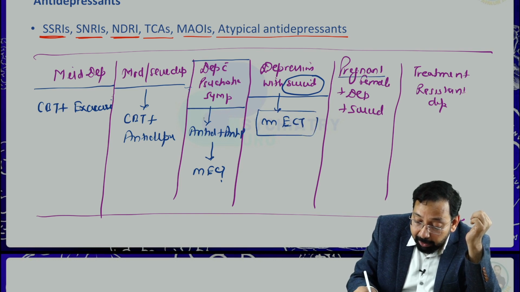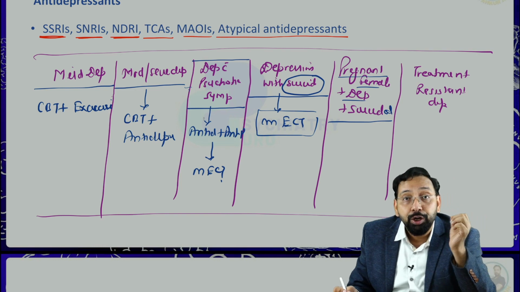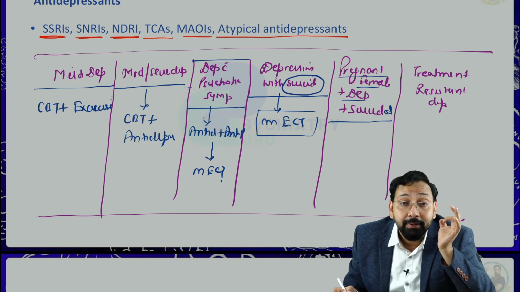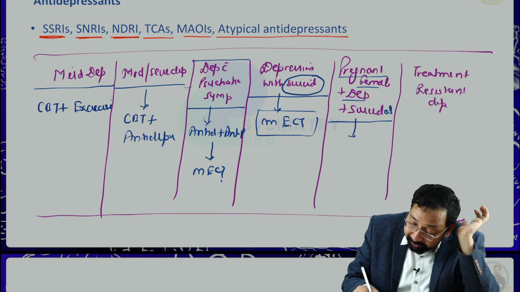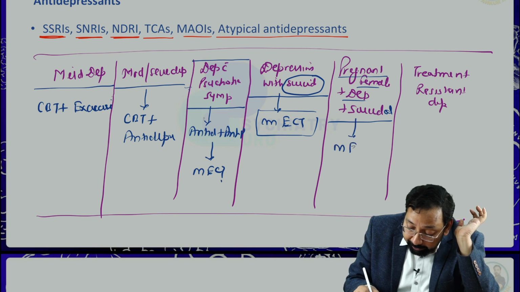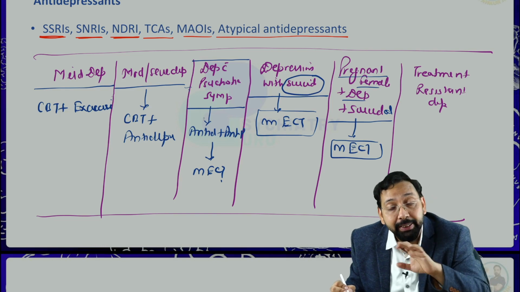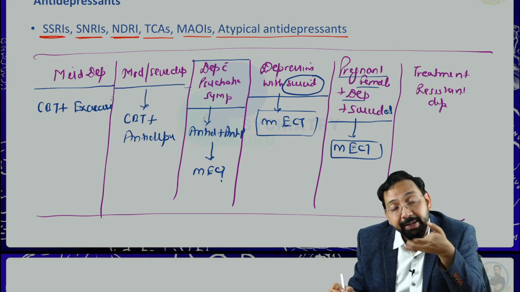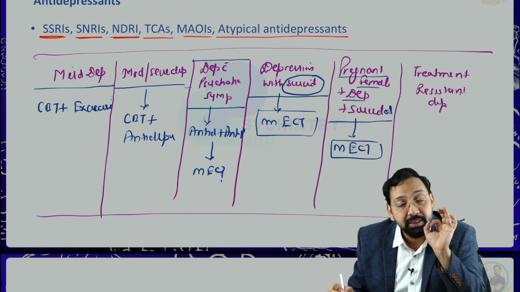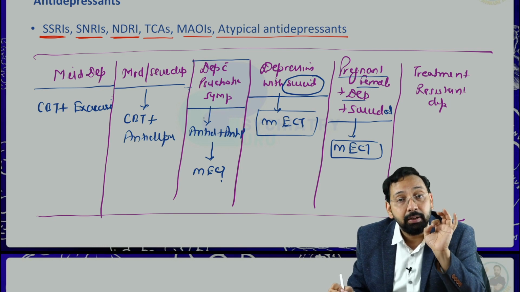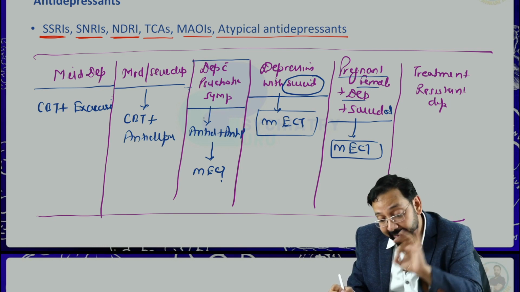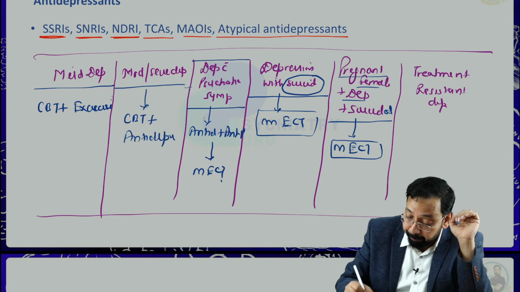A pregnant female having depression and suicidal ideation. Would you give ECT? Yes, in pregnancy ECT is very safe. Modified ECT. In fact, you can give modified ECT in any trimester. All trimesters are safe for ECT. So in pregnancy, with suicidal ideation and depression, modified ECT.